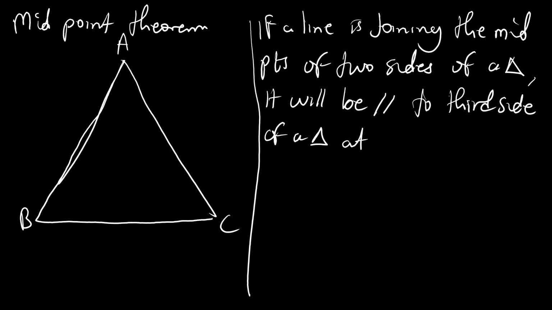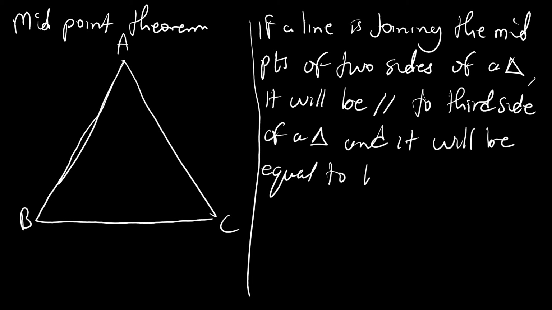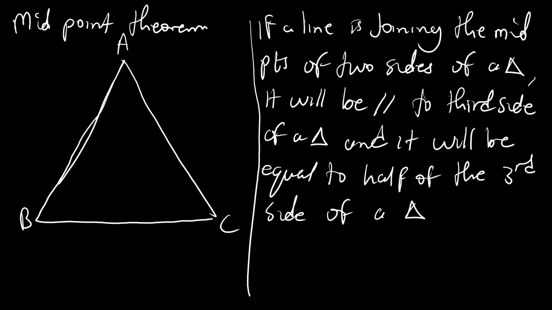and it will be equal to half of the third side of that triangle. So this theorem says if a line is joining the midpoint of two sides of a triangle.